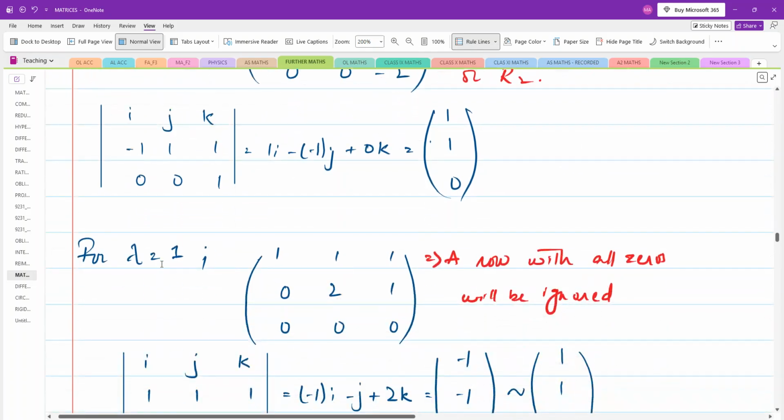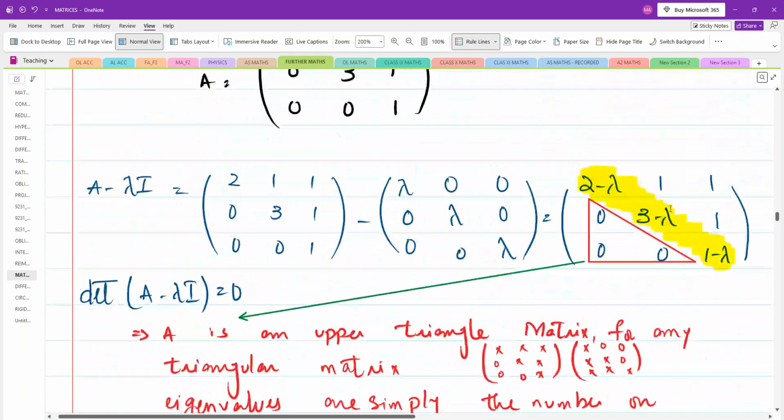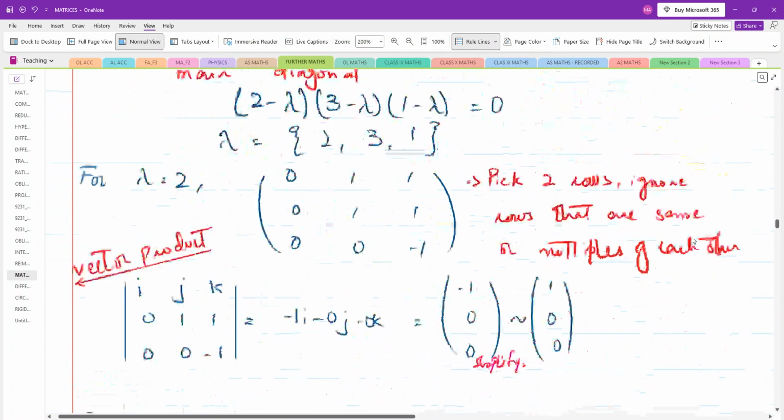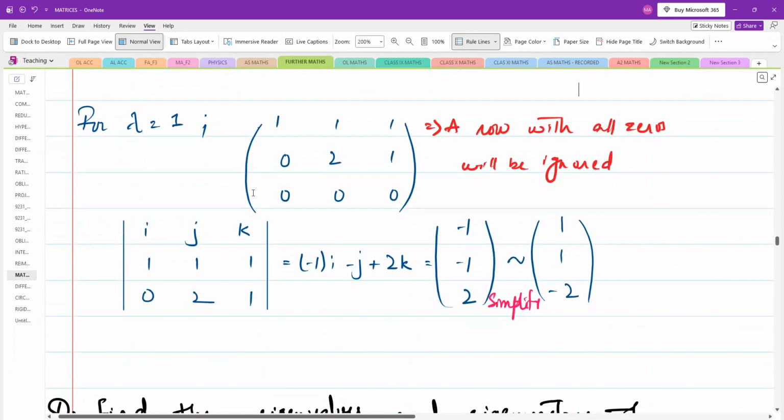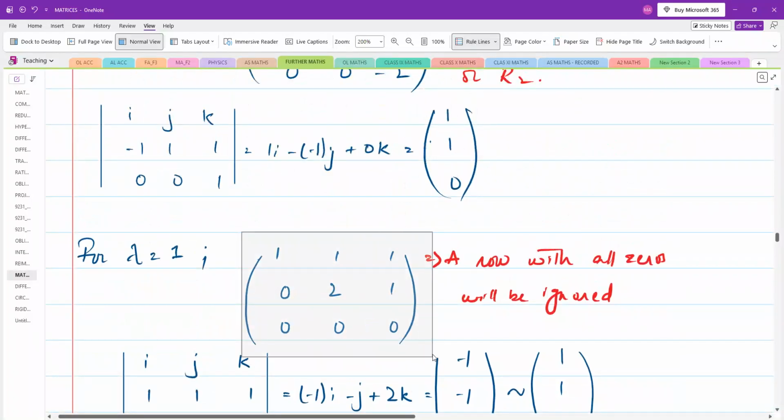Now, moving on to lambda equals 1. When we put lambda equals 1 in this, 2 minus 1, 3 minus 1, 1 minus 1, we will get this matrix over here. What?